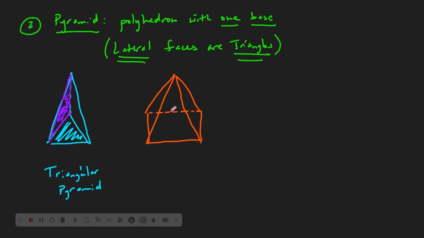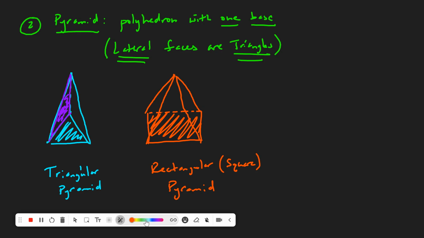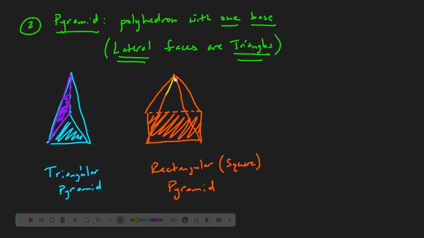And again, it's hard to do 3D in 2D. We just do our best. So again, this is called a rectangular pyramid, but I'll put the word square in parentheses because it could be a square. The shape of the base names the pyramid. And if I take a look at the lateral faces, just this one in front here, that is a triangle.